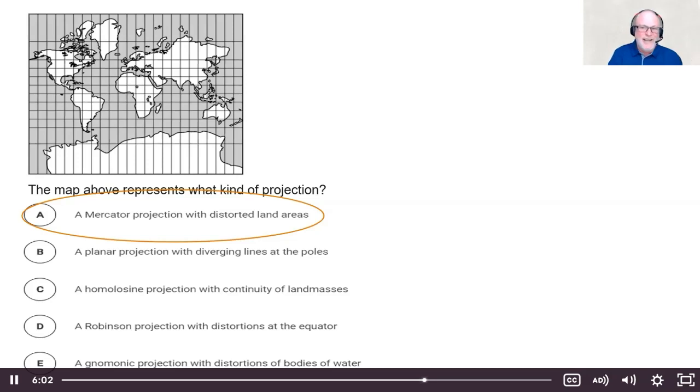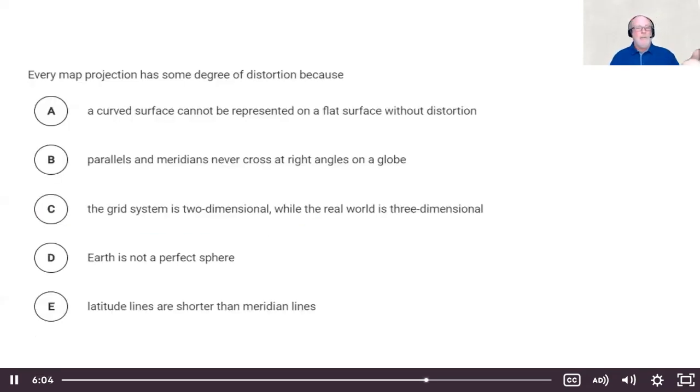Let's take it up just a half of a notch here. Every map projection has some degree of distortion because is a big word in our class. It always signals that we're talking about how or why. We're asking for an explanation here, right? A says a curved surface cannot be represented on a flat surface without distortion. Well, we know that's true. Let's take a look at some of the other answers.